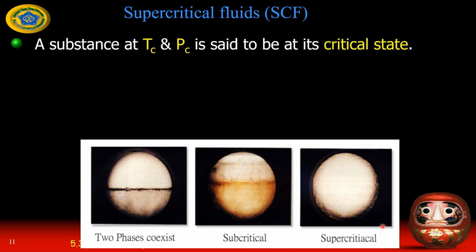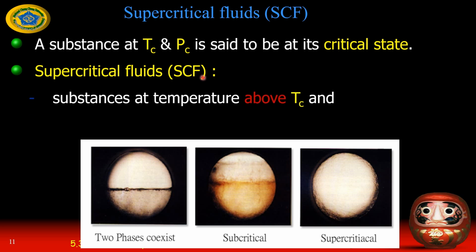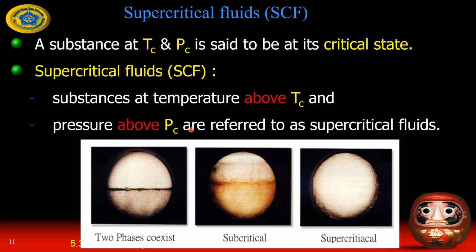So a substance at temperature Tc and Pc is said to be at its critical state, and in this state, the fluid is called supercritical fluid. We use SCF for supercritical fluid. A substance at a temperature above the critical temperature and a pressure above Pc is referred to as a supercritical fluid.